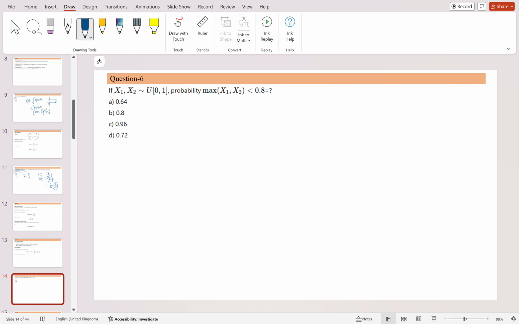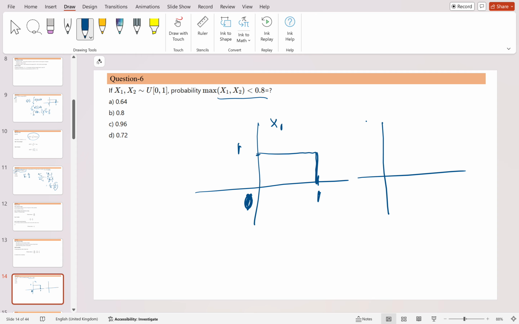Okay, let me give the solution for this. It is saying that you have a uniform distribution of x1, x2 between 0 and 1. Simply, it is saying the maximum of x1, x2 is less than 0.8. So x1 is a uniform distribution and so is x2, here 0 to 1. So max of x1, x2 is less than 0.8.